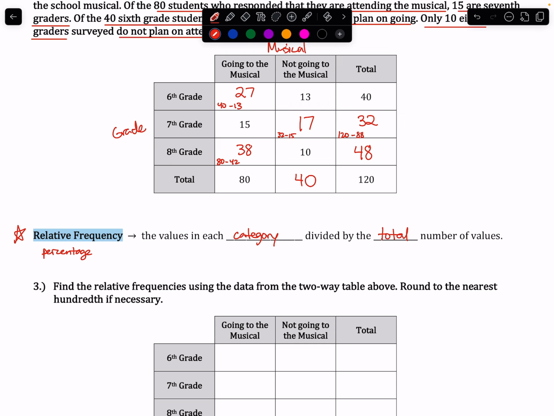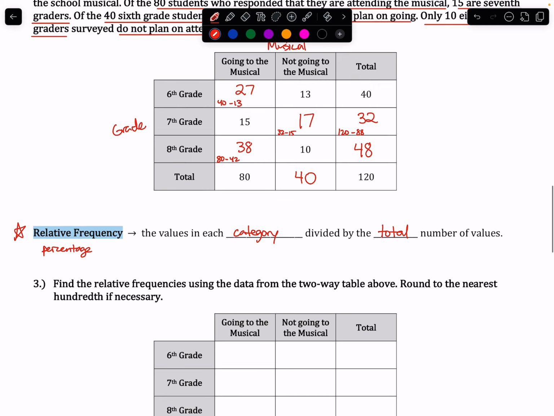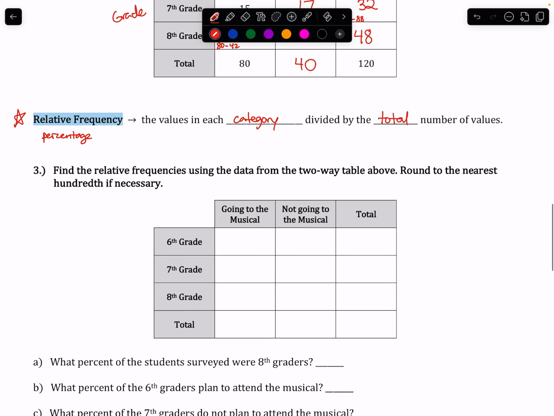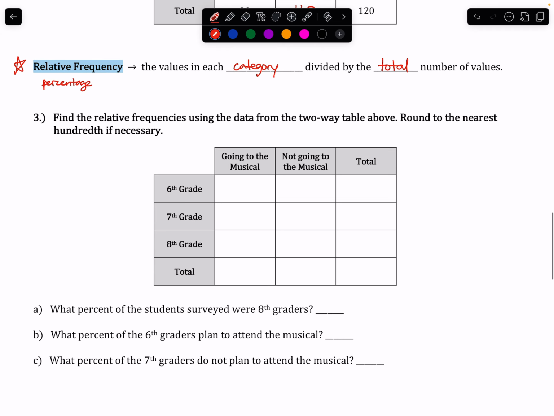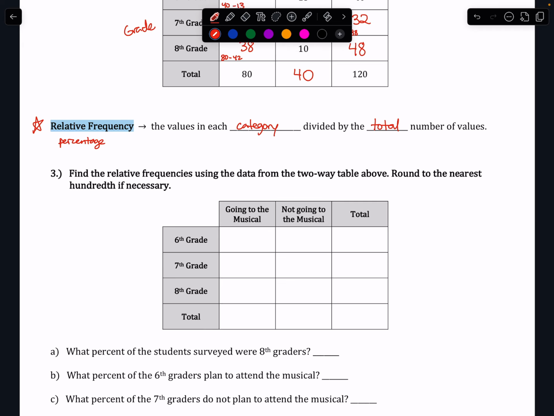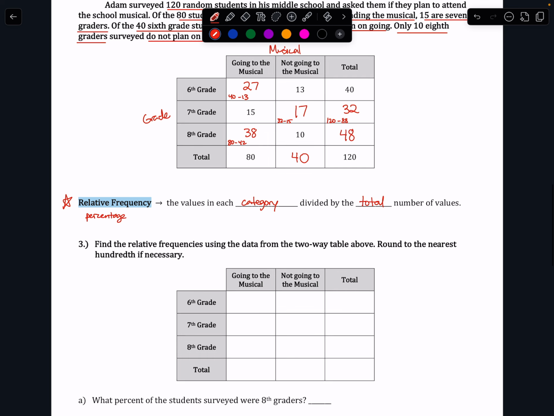Now we can write these as fractions or decimals, and in this case, we will leave it as all three of them, and we'll talk about them in different ways. But they're all referencing the same thing. So for an example, question 3 says, find the relative frequency, using the data from the two-way table above, so the one you just did with the musical and the different grade levels. Round to the nearest hundredth, if necessary.